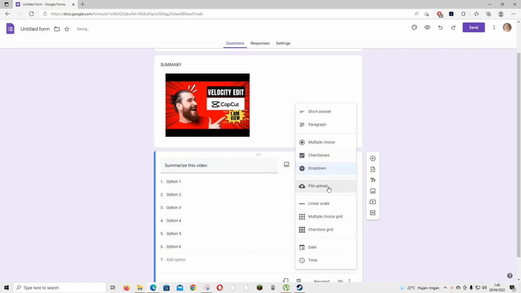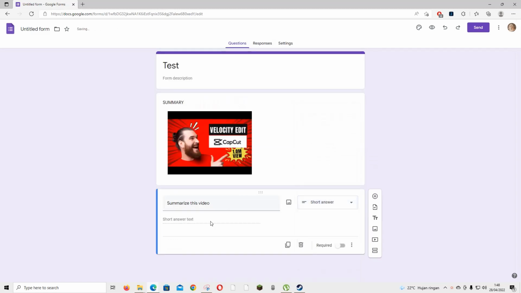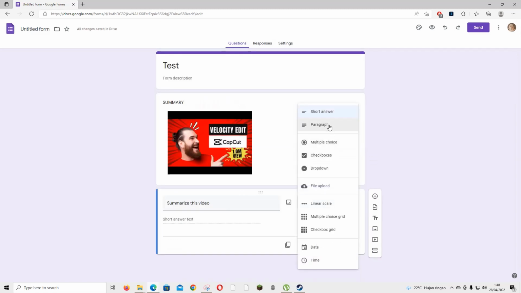You also have short answer, and you also have paragraph, and you also have these linear scale, multiple choice grid, and etc. But I don't really understand how to really use that. So these are the choices that you have for people to answer from, I guess. But yeah, that is basically it.